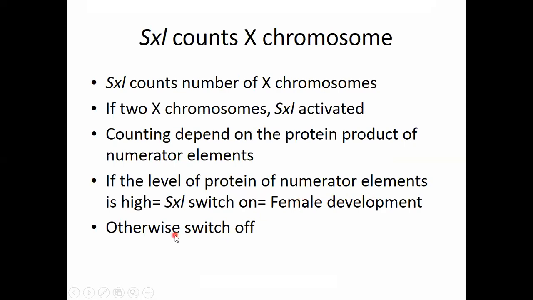But if the level of the protein of numerator elements is low, जैसे male है, male में single X chromosome है, तो उसके single X पे जो भी proteins हैं वो obviously कम amount में बनेंगी. तो उस टाइम पे sex lethal gene जब ये देखेगा कि वहां पे जो protein बन रही है उसका level low है, तो वो switch off हो जाएगा. और अगर sex lethal gene switch off होगा तो it will form the males. So that's all about the sex determination in Drosophila melanogaster, or the genic balance theory of fruit fly.